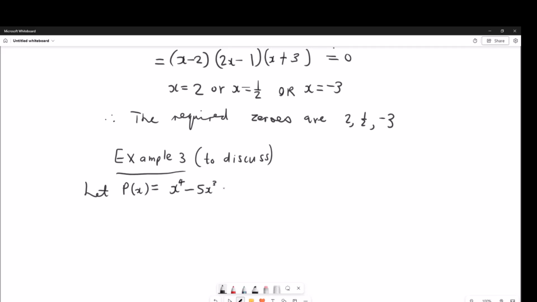I'll discuss it maybe with you a quarter of the way and stop. 5x squared plus 23x plus 10. Don't worry about the sketch of this graph now, guys.